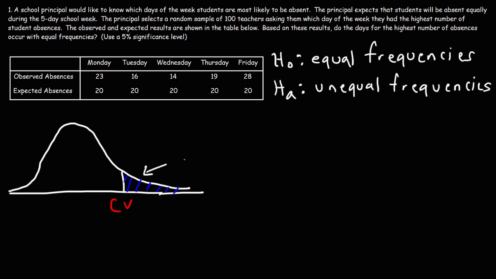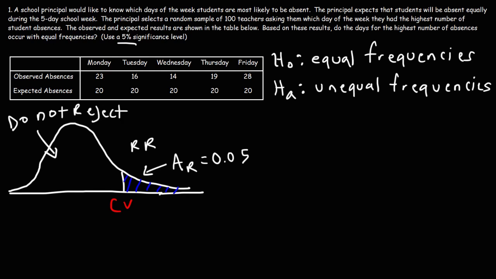So this is the rejection region. I'm going to write RR to represent that. And the area shaded to the right of the critical value is going to be alpha, which in this case is 0.05. The non-shaded region is the do not reject region. So what we're going to do is get our calculated chi-square value, compare it to our critical chi-square value, and see if the calculated value lies in the do not reject region or in the rejection region. If it lies in the rejection region, we're going to reject the null hypothesis.